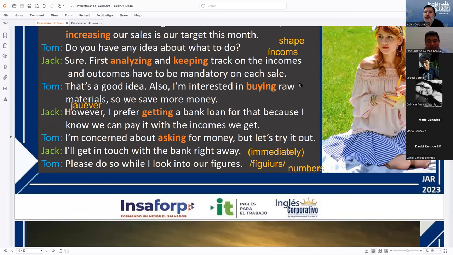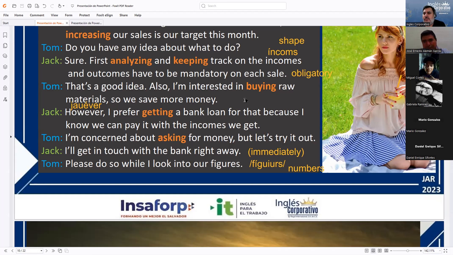Writing it down is mandatory for each sale. It's obligatory. Mandatory is obligatory, compulsory. Okay, so those are the steps, right? What's another step? Buying materials. And the last one, getting a bank loan. So analyzing and keeping track of the incomes, buying raw materials, and getting a bank loan.